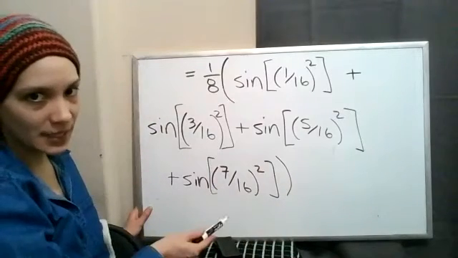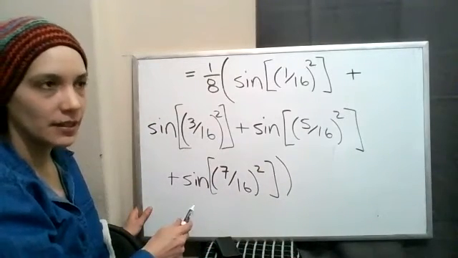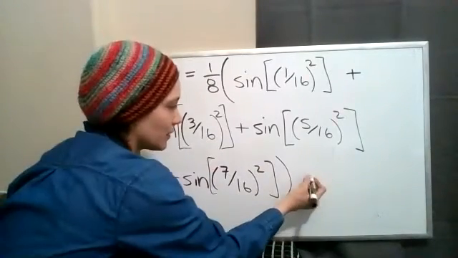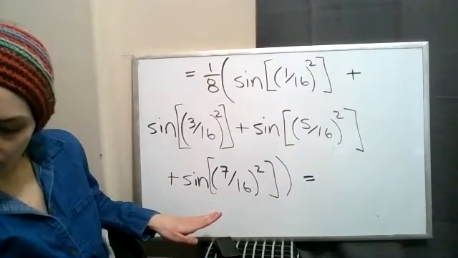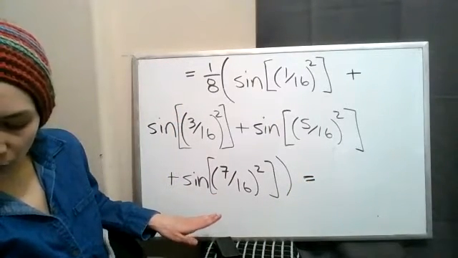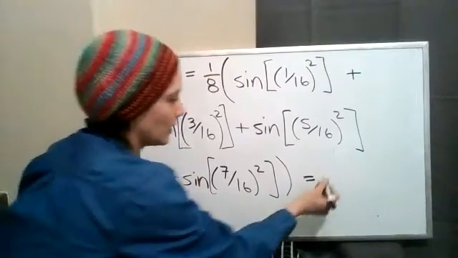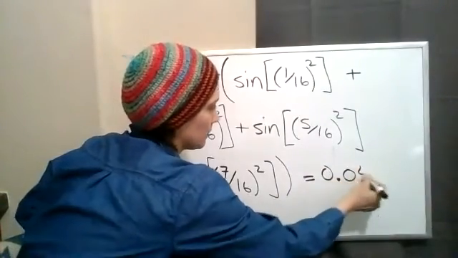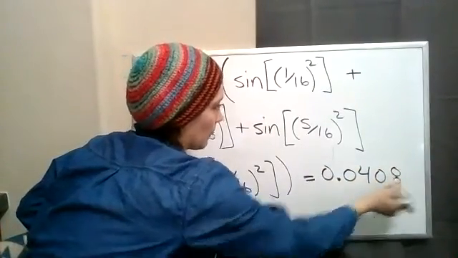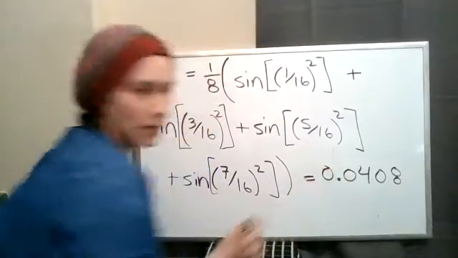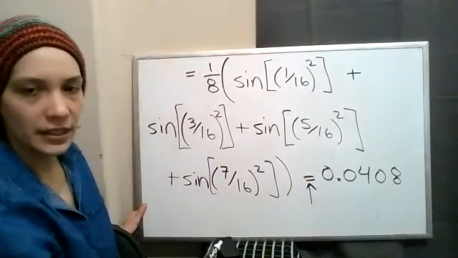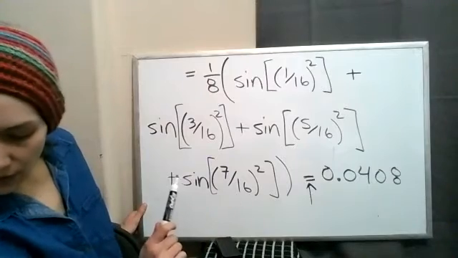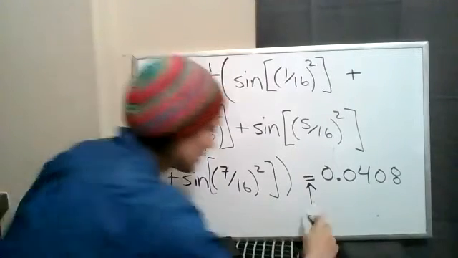And I put it all into the Desmos Scientific Calculator. And I got 0.0408. And I was stressing out for a second because I forgot that you need to have your calculator in radians. So don't forget to put your calculator into radians.